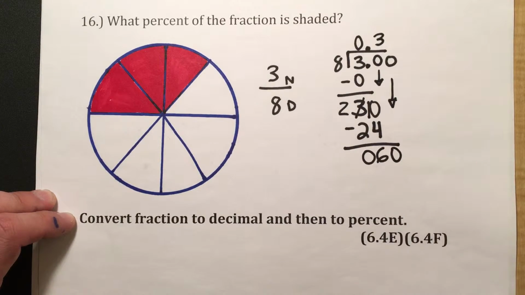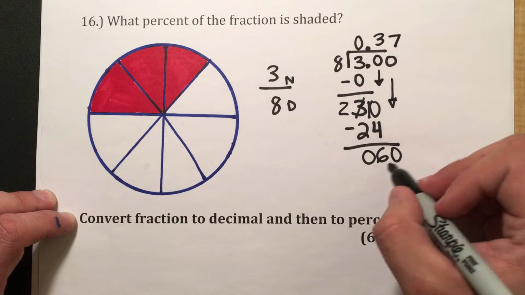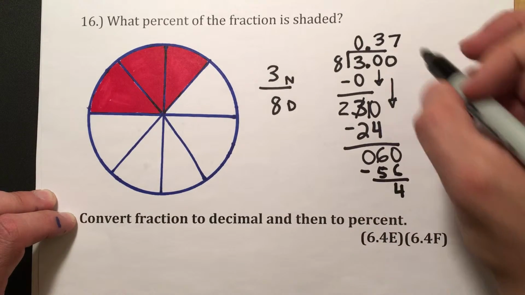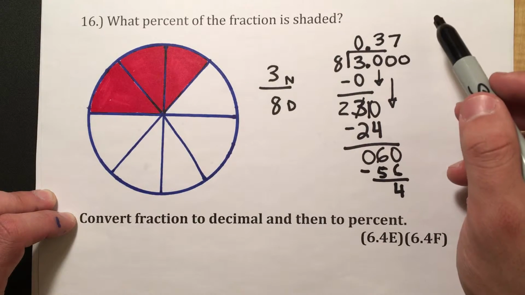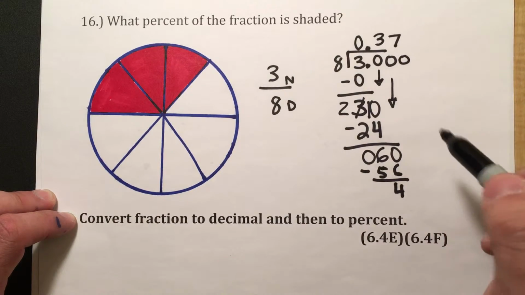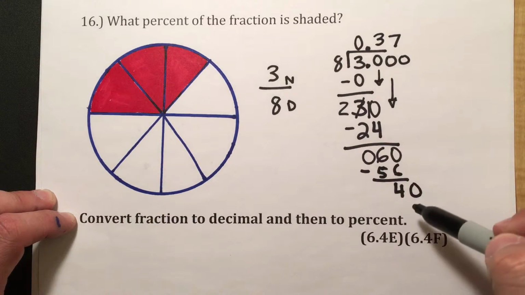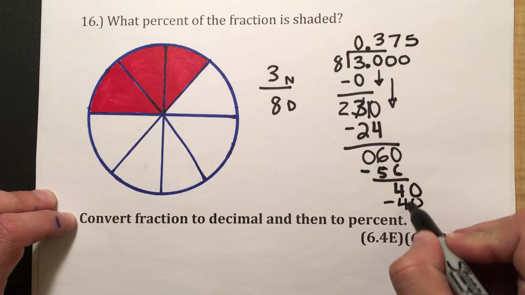How many groups of 8 can I subtract from 60? Now, we know that 8 times 7 is 56. So I'm going to subtract 56, and I'm going to have a remainder of 4. And I'm just going to add one more 0 because many times you'll see in percentages that they go up to 3 digits. So I'm just going to bring down the last 0 here. And how many groups of 8 can I subtract from 40? That would be 5. We have a remainder of 0.